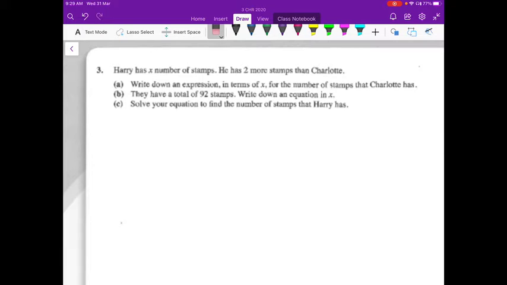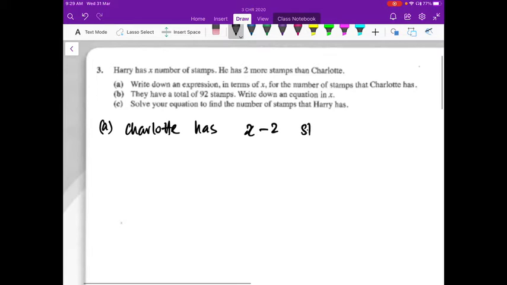Harry has X number of stems. Harry has 2 more stems than Charlotte. Write down an expression for the number of stems that Charlotte has. Harry has 2 more than Charlotte, so Charlotte must have less: X minus 2 stems.